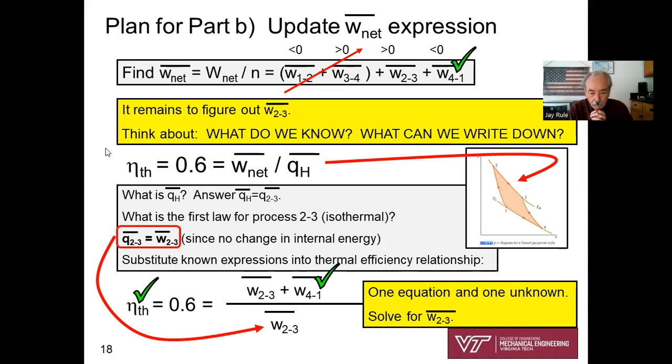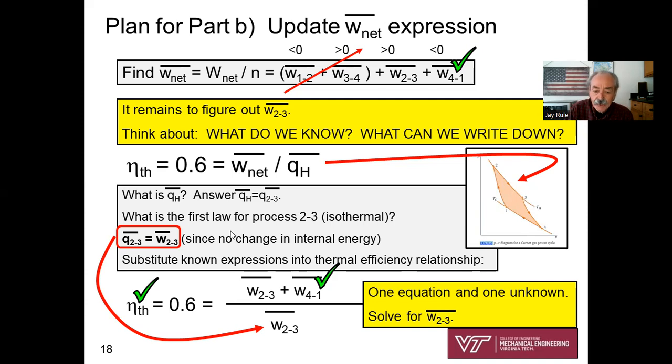What I wrote down was the expression for thermal efficiency. Thermal efficiency is 0.6, which is W net bar, don't have it yet, divided by QH bar. Don't have it. I had to keep thinking, gosh, this is rough. Well, what is QH bar? That's Q from 2 to 3. Here's the reprise of the screenshot, 2 to 3. QH is Q from 2 to 3.